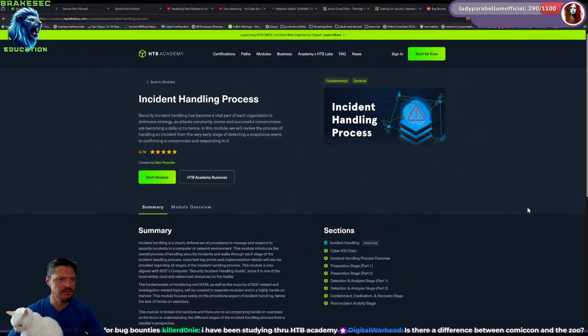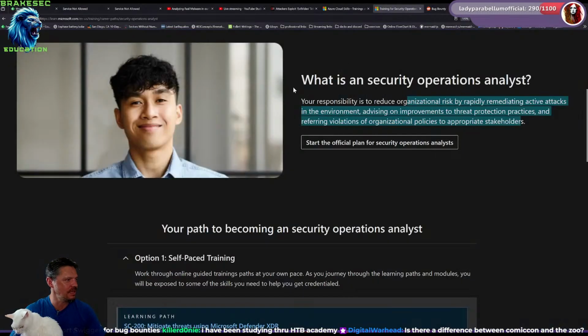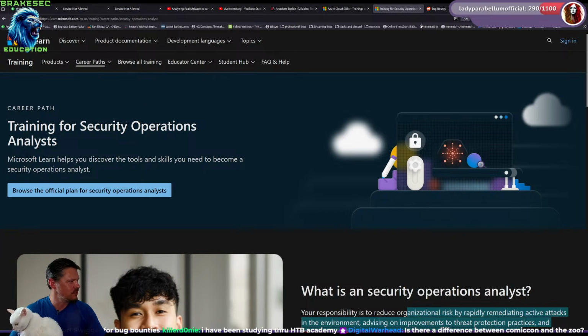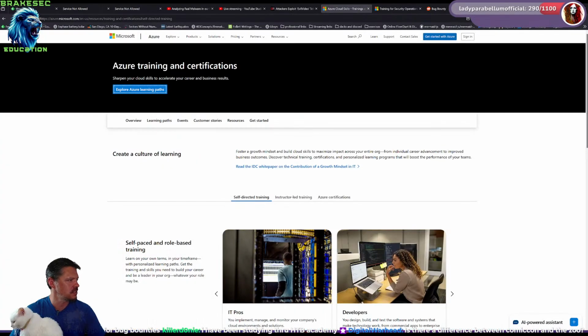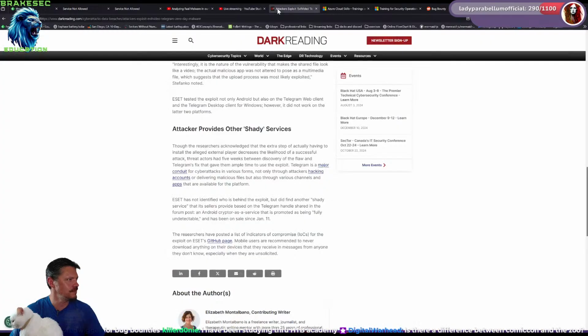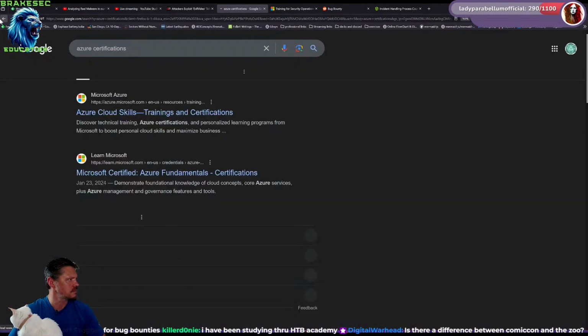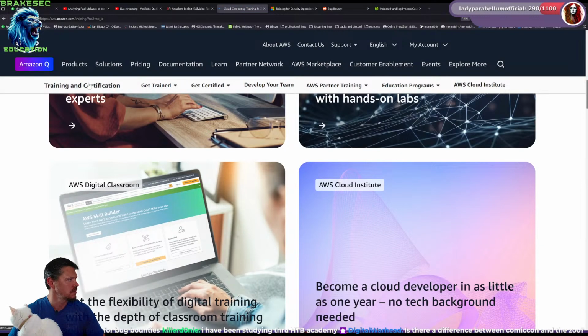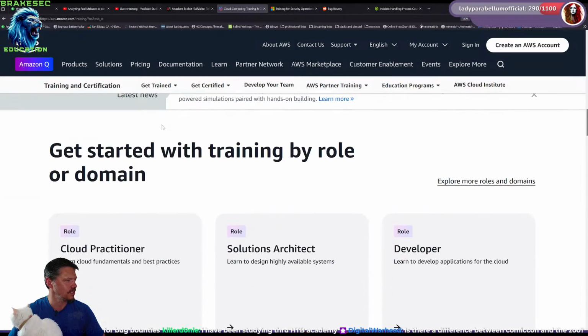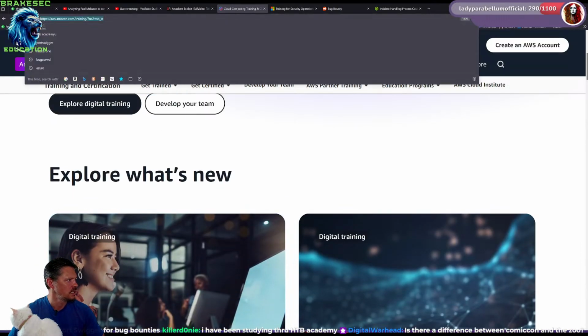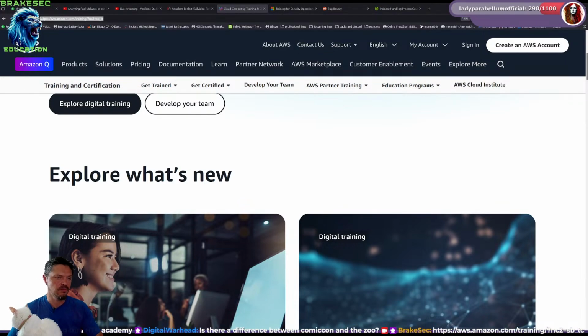But yeah, good stuff here. Let me see. Yeah, the Azure folks have the training for security operations analysts. AWS also has similar trainings. I don't know if I showed these pages earlier, but again, they can help you with that.